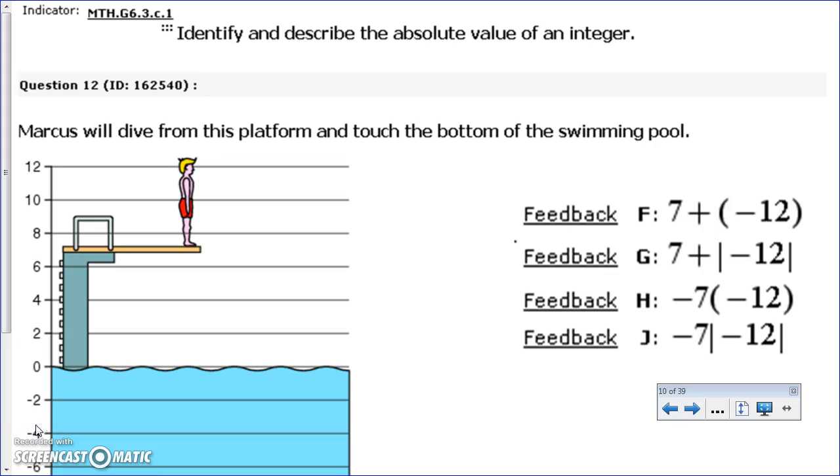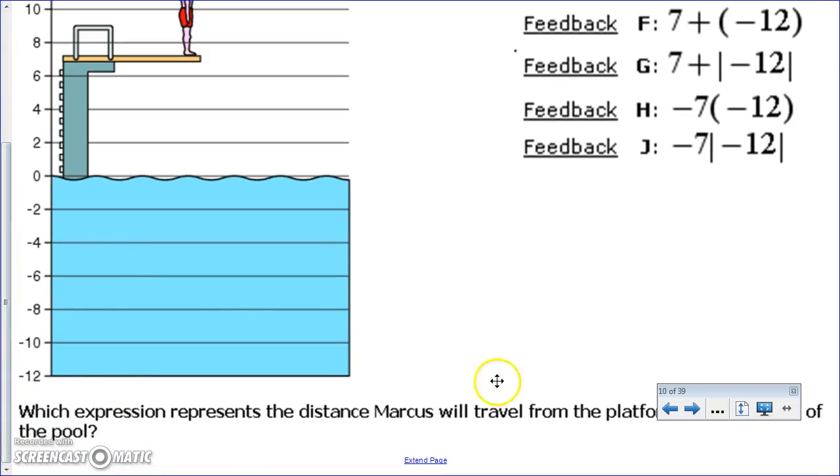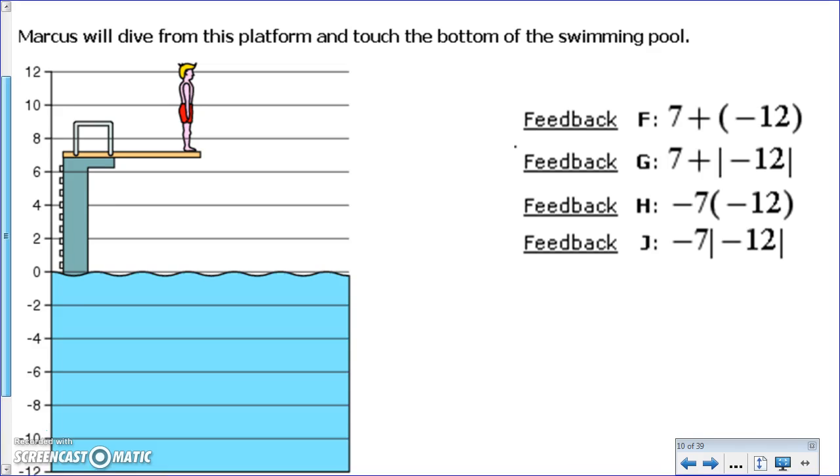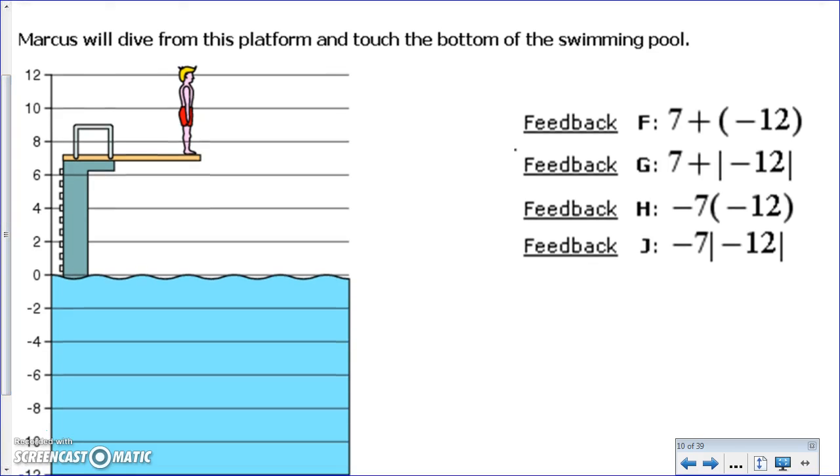All right, one last thing before we finish up here with our comparing integers. This is a question off of some testing materials we've used in the past. Marcus will dive from this platform and touch the bottom of the swimming pool. And it wants us to find what expression represents the distance Marcus will travel from the platform to the bottom of the pool. So if we look here, we know we're going to be adding, not multiplying, so we can cross H and J off right away.